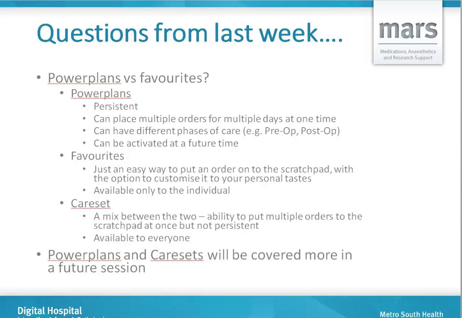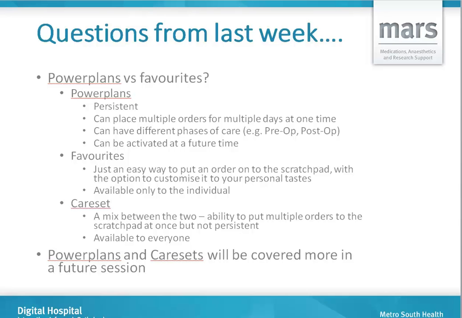A power plan is persistent, which means that it remains in the patient's chart, so you can see a power plan always in the patient's chart. Whereas if you place an order for a favourite, medication, for example, once that order has finished, you will no longer see it in the chart as you will with a power plan. A power plan can have multiple orders for multiple days at one time.